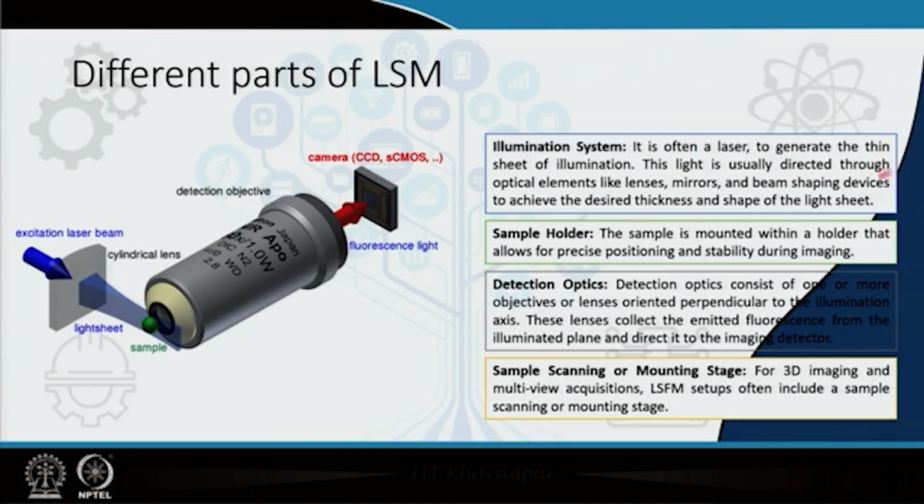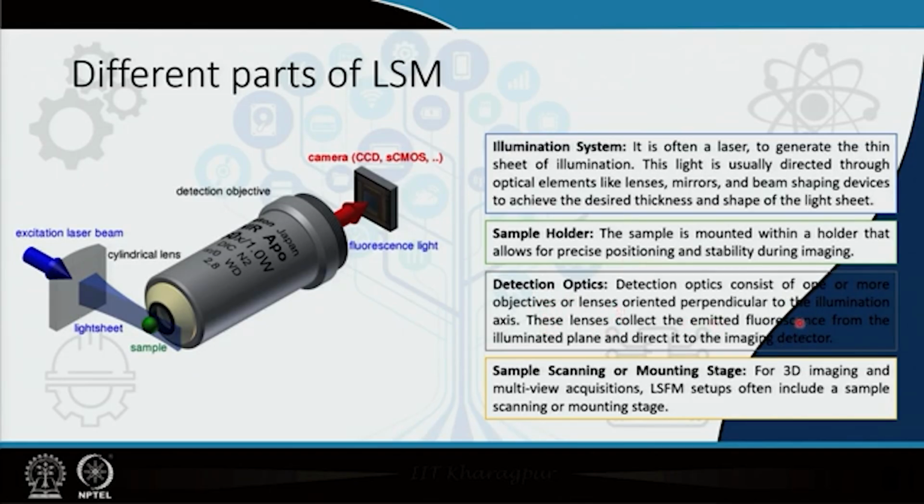The light is usually directed through optical elements like lenses, mirrors, and beam shaping devices to achieve the desired thickness and shape of the light sheet. The sample holder is mounted using precise positioning. The detection optics is some sort of objective lens.